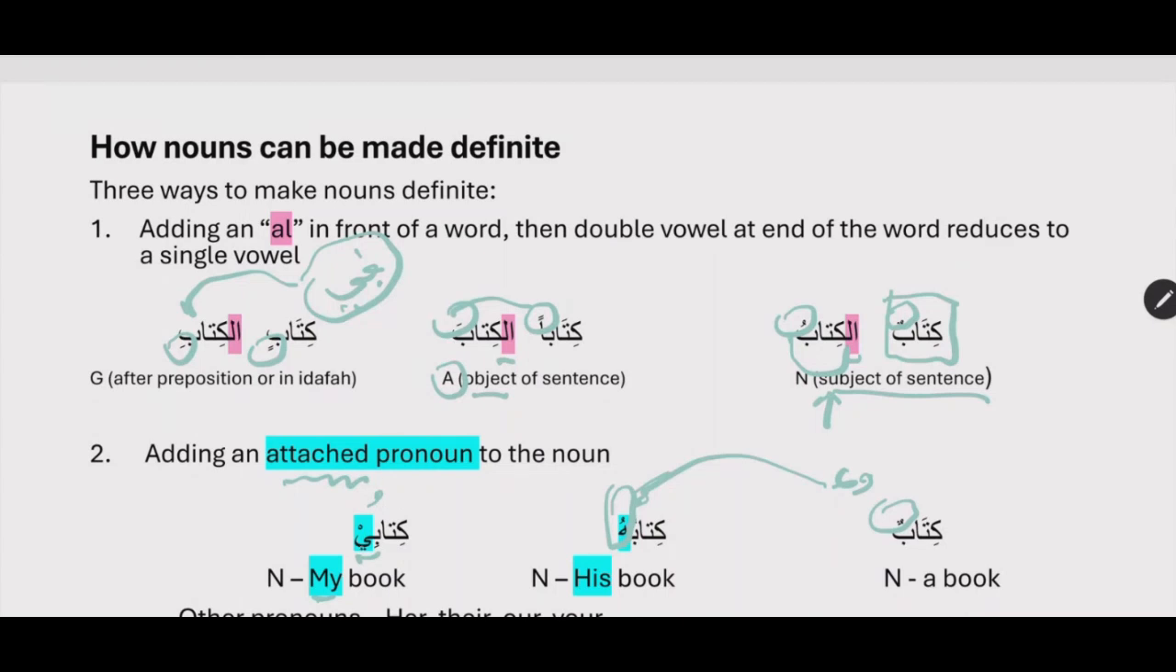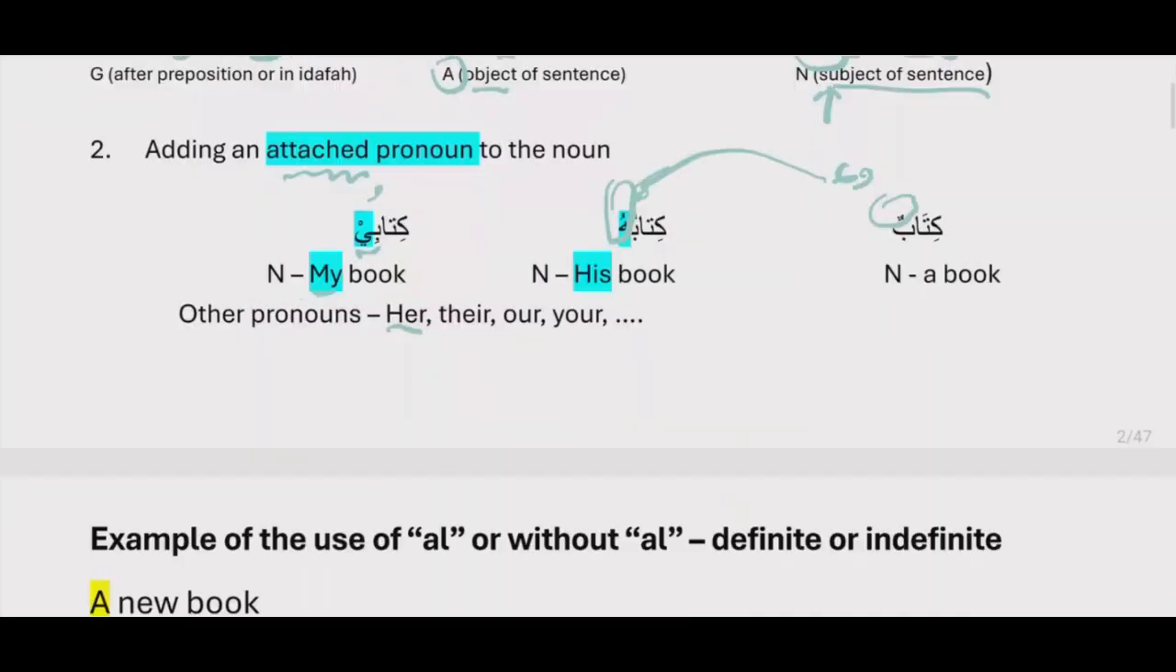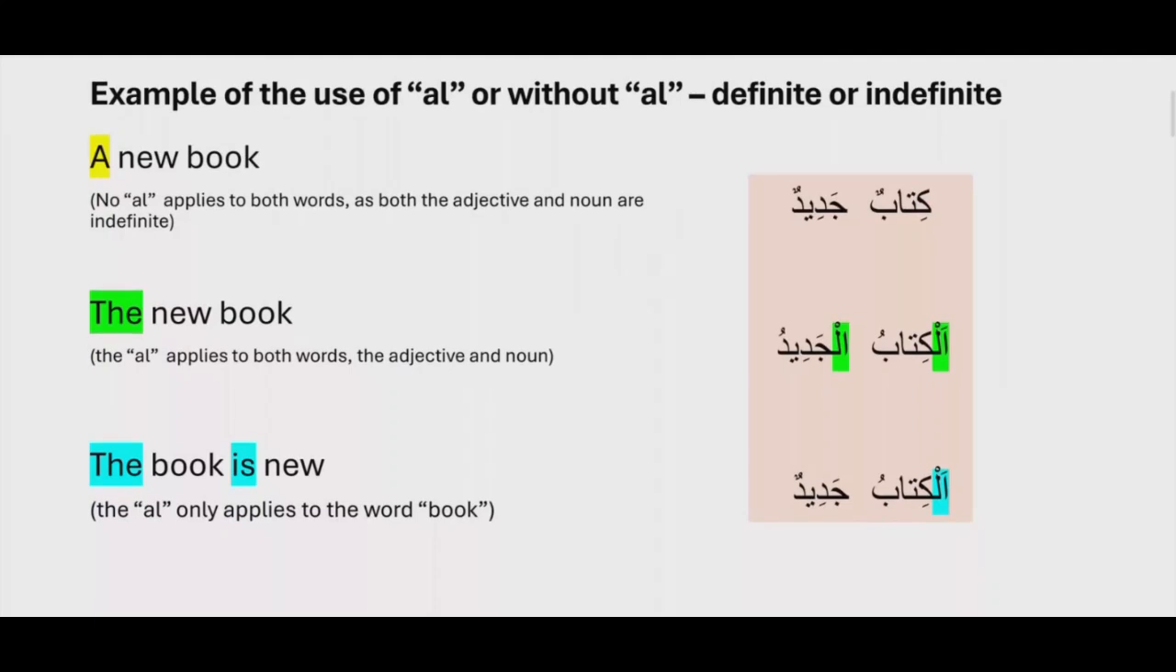So normally, because of the ya, the letter before it takes a kasra to be able to pronounce that ya as a ya. All right, and the other pronouns are, opposite of his would be her, then their, our, your, etc., even my. So these are all attached pronouns. When you attach any pronoun to it, remember that the noun must reduce from a double vowel to a single vowel before you attach the pronoun. All right, then the third way, we'll come to the third way just now.